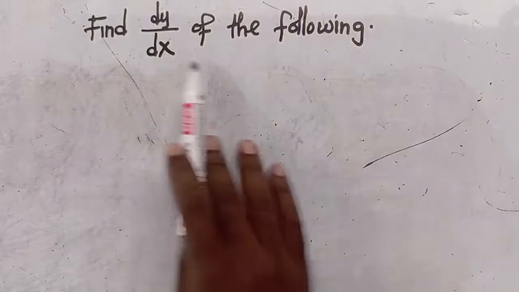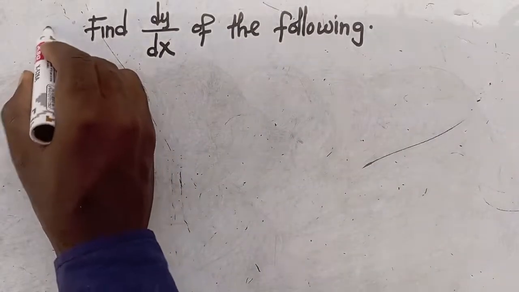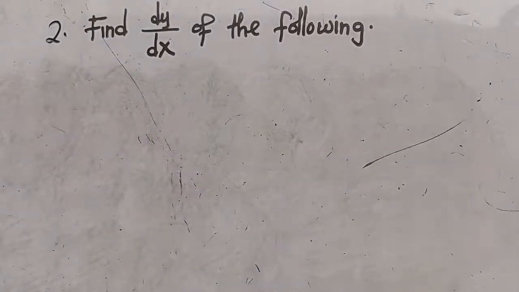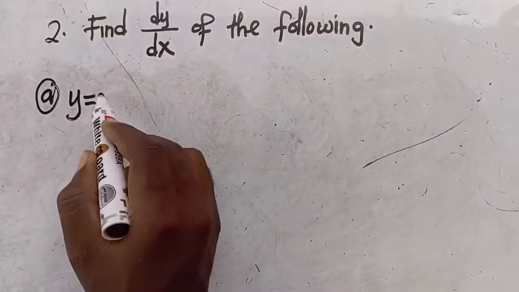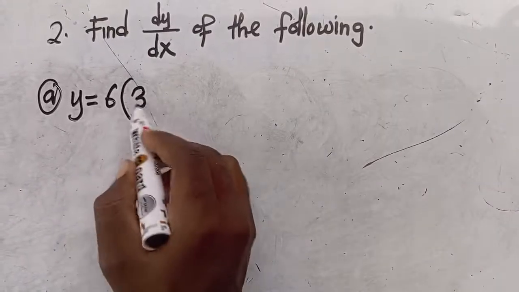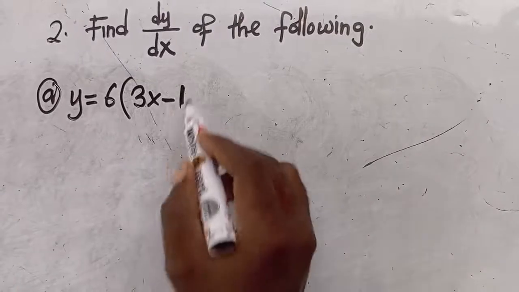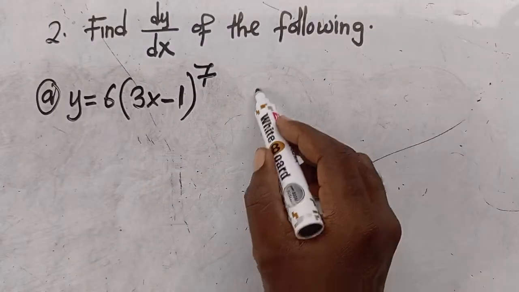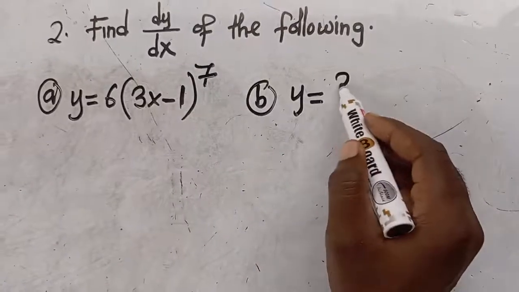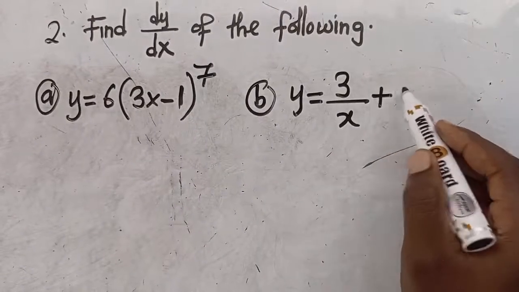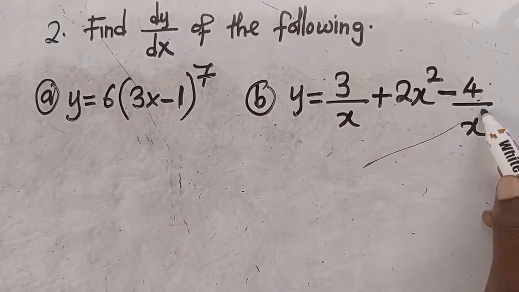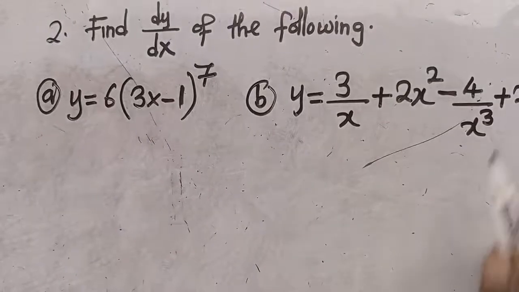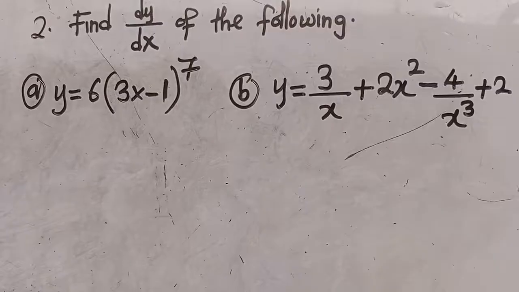Under this same question, find dy/dx of the following. So this is 2 now. We've revised through the exercise that I'd given you. Now we've got this other kind. Part A is y is equal to 6(3x - 1)^7. B is y is equal to 3/x + 2x^2 - 4/x^3 + 2. We've got these questions that we want to answer.